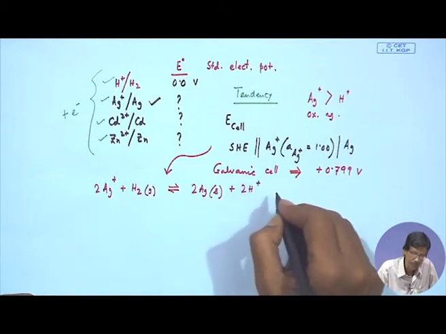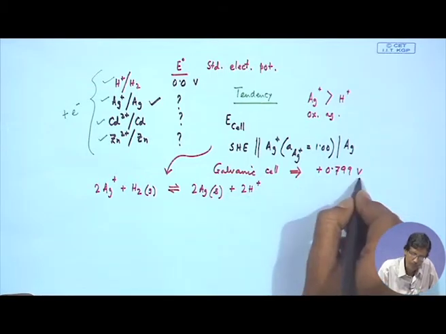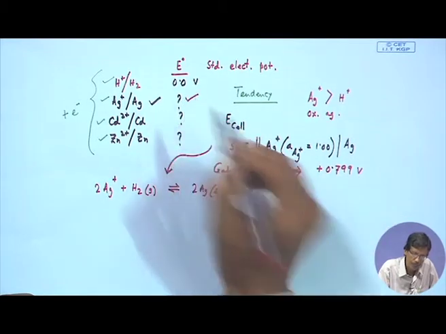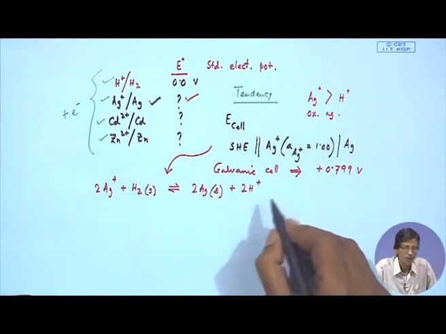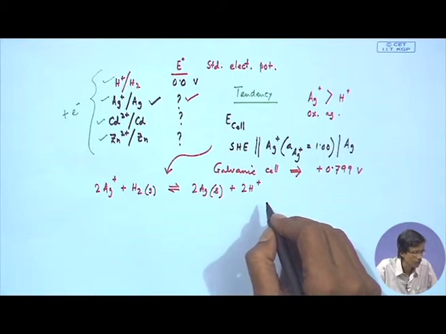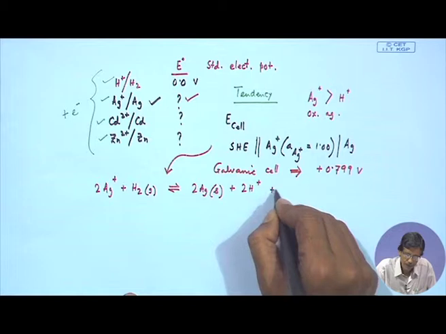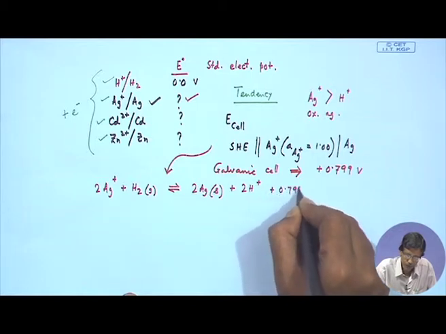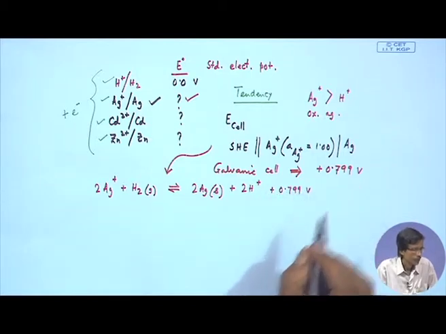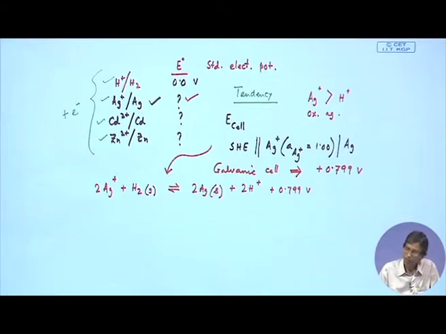So, now we write the corresponding potential. We get this particular entry, and we get this potential as plus 0.799 volt. So, this will be your corresponding potential for the silver electrode.